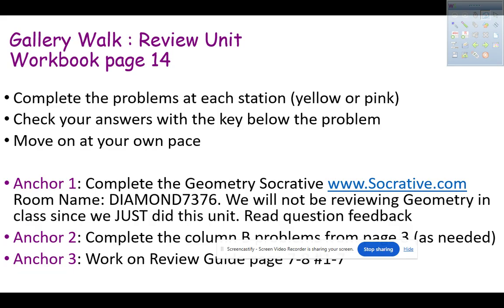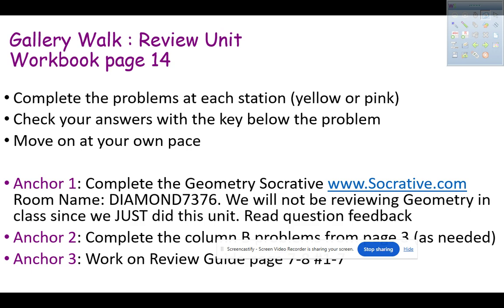Once you finish those 5 stations, because you will finish them fairly quickly, some of you, you've got 3 anchor options. Anchor option 1 is geometry Socrative. We will not be spending class time reviewing geometry. We literally just spent 2 days last week reviewing geometry. So tomorrow we will not touch geometry. Today we will not touch geometry.